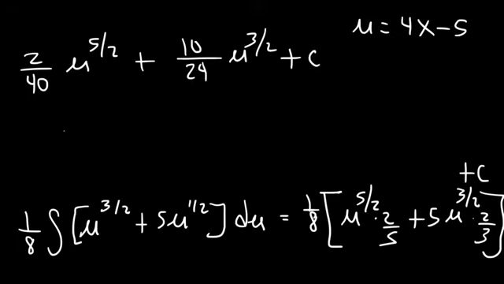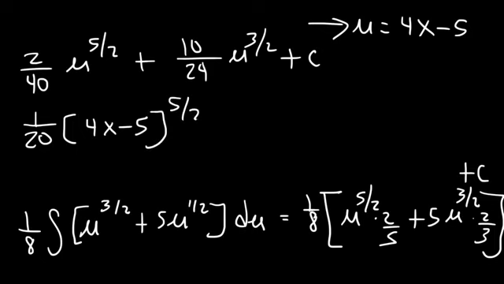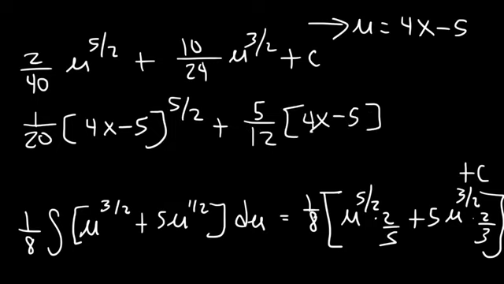Now 2 over 40 can be reduced to 1 over 20. And let's replace u with 4x minus 5. So this is going to be 4x minus 5 raised to the 5 over 2. And then 10 over 24, you could reduce that to 5 over 12. And then it's going to be 4x minus 5 to the 3 halves, and then plus c.